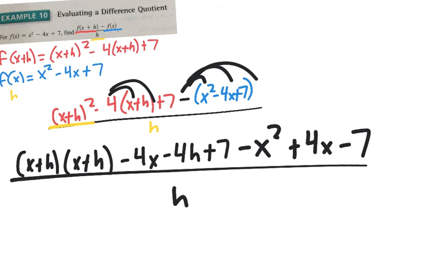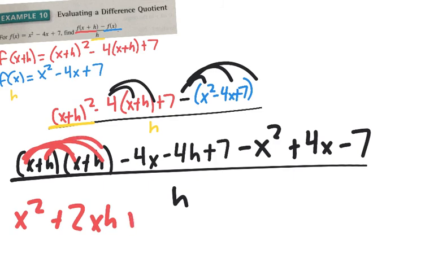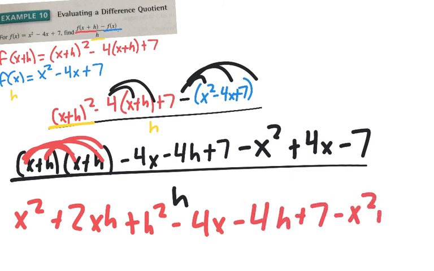So you're going to distribute. X times x is x squared. XH and XH, that gives me 2xh. H and h is h squared. Now I'm going to bring everything else down. Minus 4x minus 4h plus 7 minus x squared plus 4x minus 7, all over h.